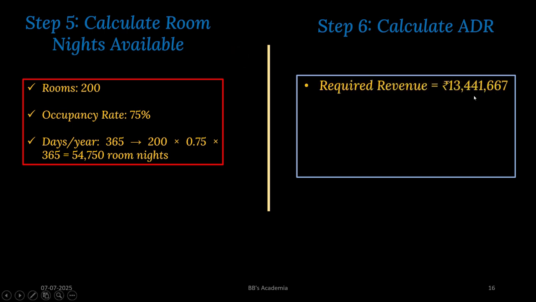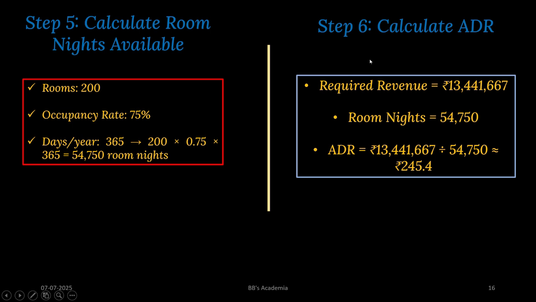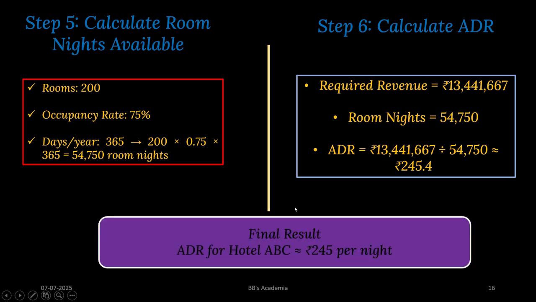Required revenue is this amount. Room nights is this. Then what will be your ADR? Average daily rate: total revenue earned from the sold rooms divided by the number of nights, this figure is number of nights, meaning number of rooms. This is rupees 245.4. So your final result, ADR of Hotel ABC projected through Hubbart formula, should be rupees 245 per night.